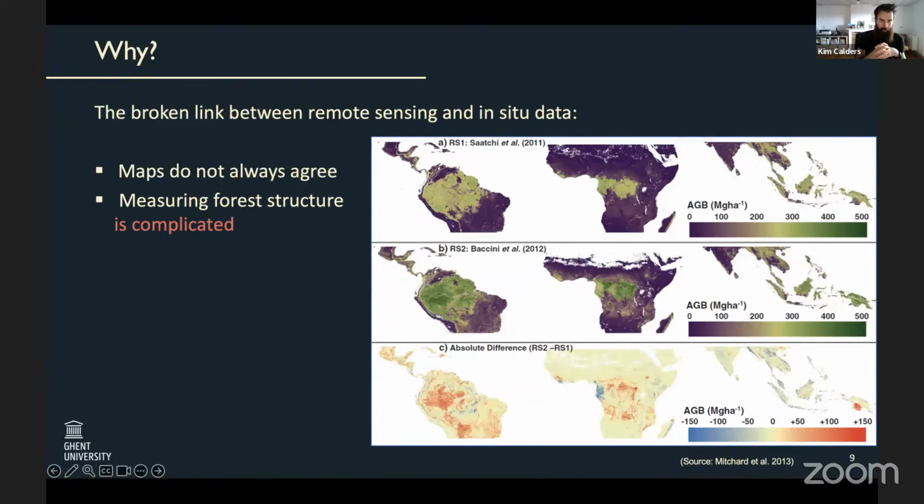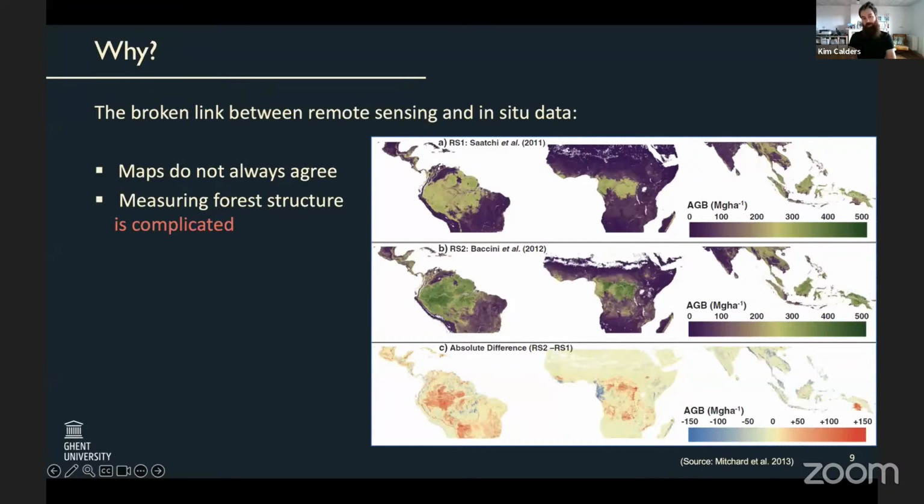Some of you might be familiar with this. So what you can see here is on the first row and the second row, they are two pantropical biomass maps. The first one by Saatchi and the second one by Baccini. And both of these maps have been made with the same satellite data, but they've been using different in situ data and different modeling behind linking the in situ data with the satellite data. And they came up with two different maps.